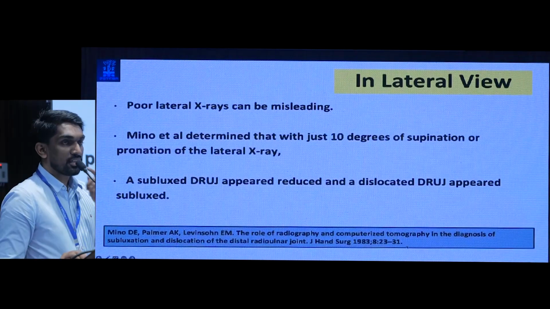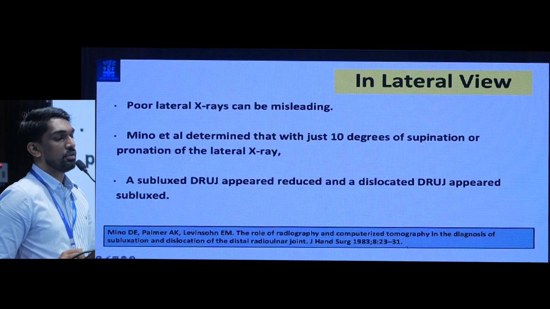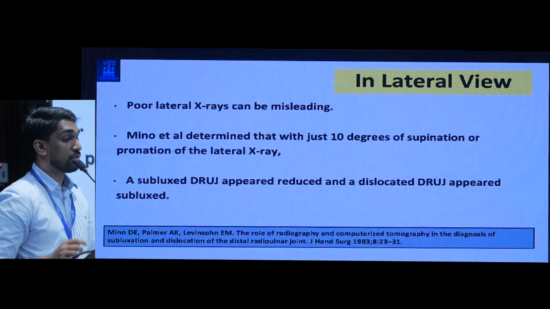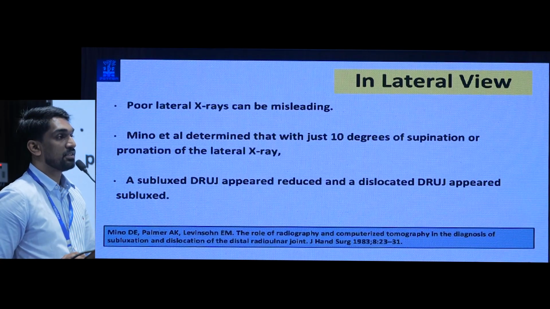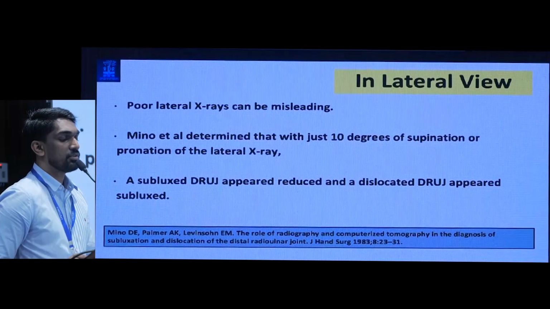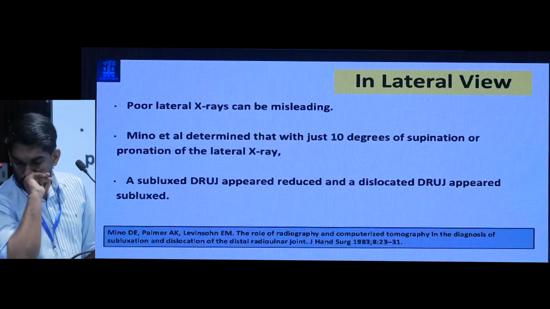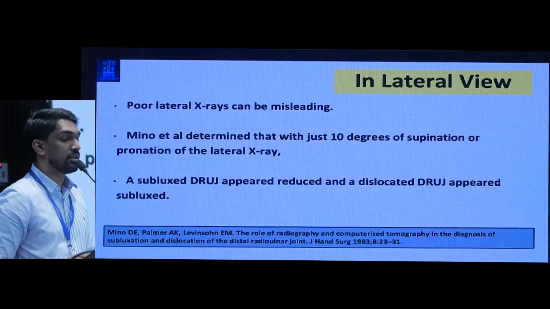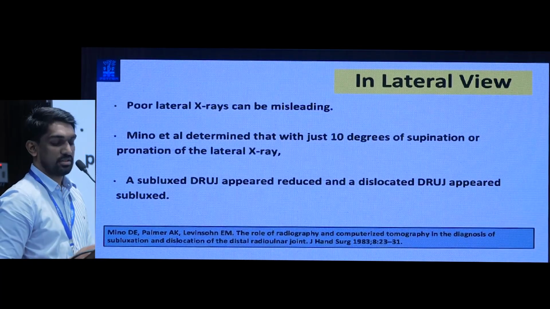Similarly, the lateral view is also very important. You should get a true lateral view. According to the Mino et al. study, if there is just 10 degrees of supination or pronation, a subluxed DRUJ may appear reduced, or a dislocated DRUJ may start appearing subluxed. So a true lateral view is also of prime importance.